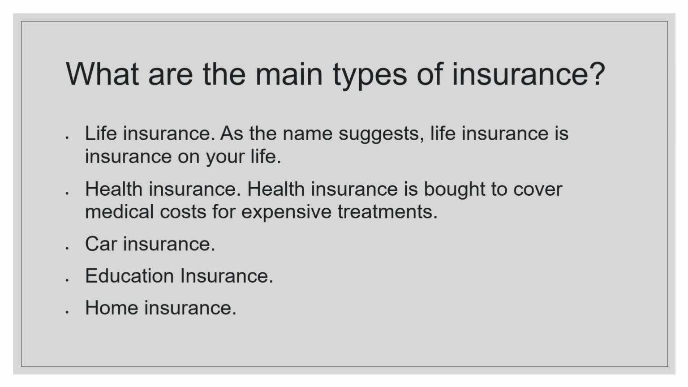What are the main types of insurance? Life insurance, as the name suggests, is insurance on your life. Health insurance is bought to cover medical costs for expensive treatments. Car insurance, education insurance, home insurance.